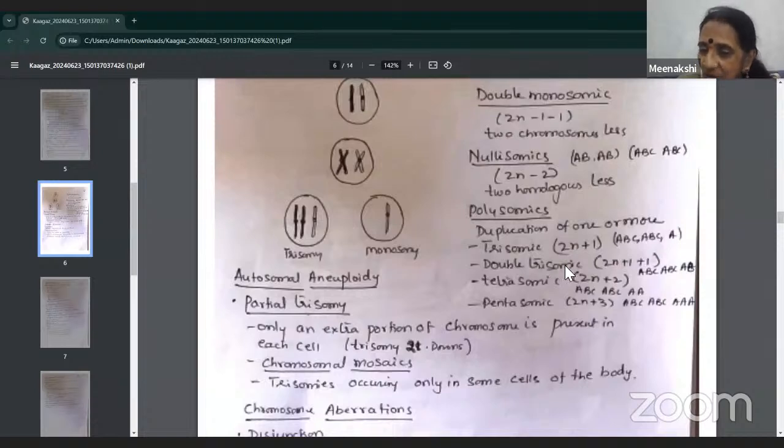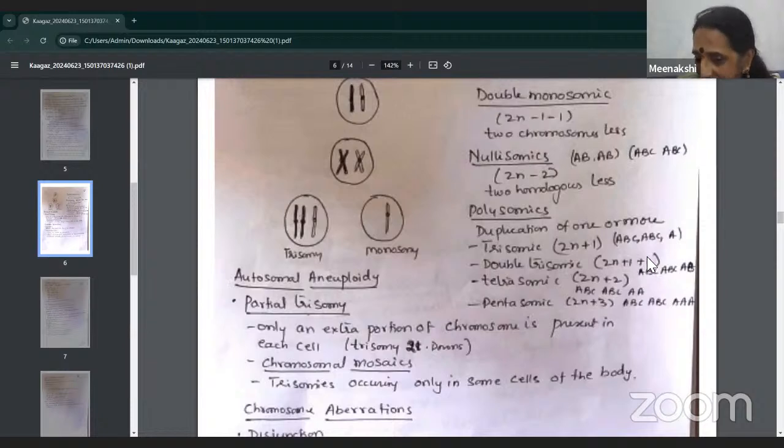Next, double trisomic. In double trisomic, it is 2n plus 1 plus 1. This is 2n, ABC, plus A, and there will be one more chromosome, that is B. Not A again, but B will be added. A and B will both be there. That is, two different chromosomes are extra added to it.